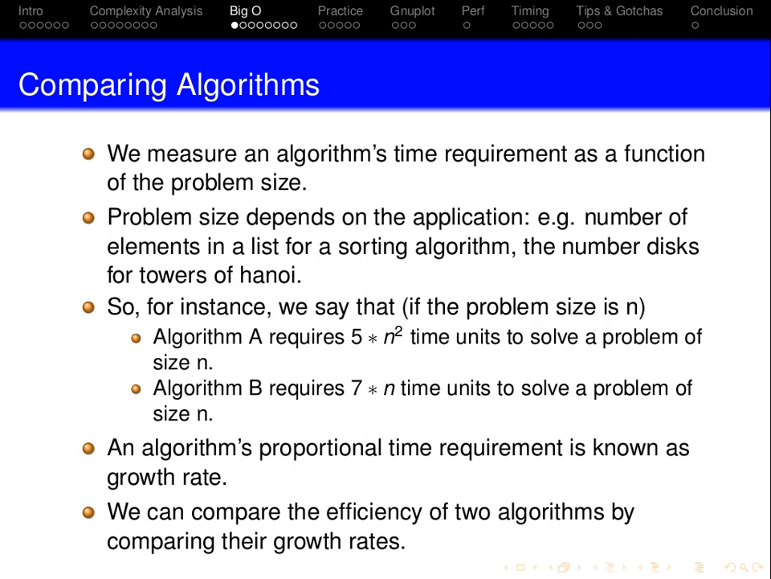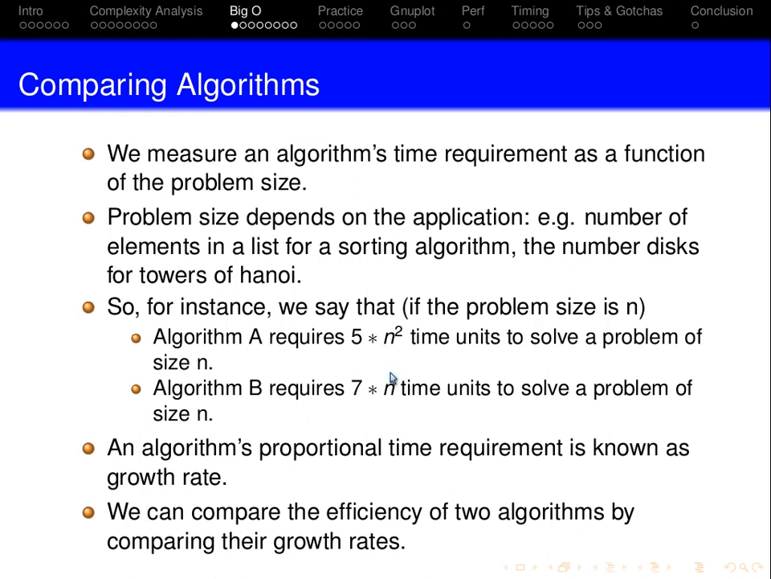Well, if n is 1, which one's faster? A is actually faster in that one. But if n is 2? B. Yeah, you're right. And for every n greater than 2, it's also going to be B.